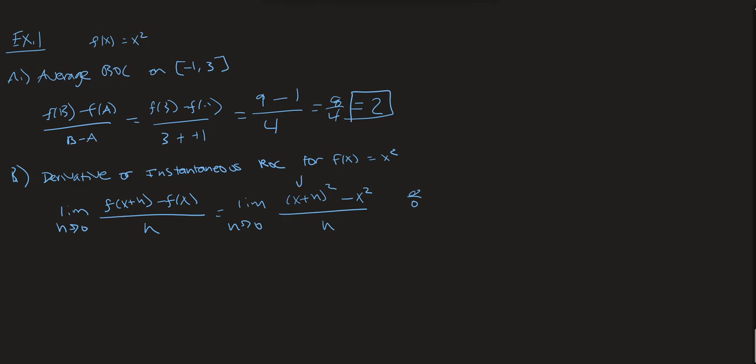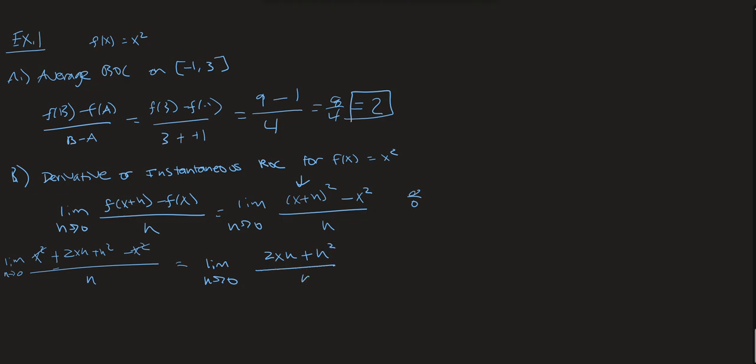So we'll just expand that. It'd be x squared plus 2xh plus h squared minus x squared all over h. That's what we have, and obviously we still have the limit here. Now you can notice that these x squareds actually go away, and then we're left with the limit as h approaches 0 of 2xh plus h squared over h.